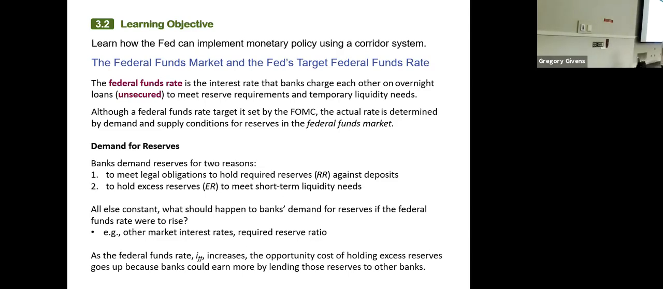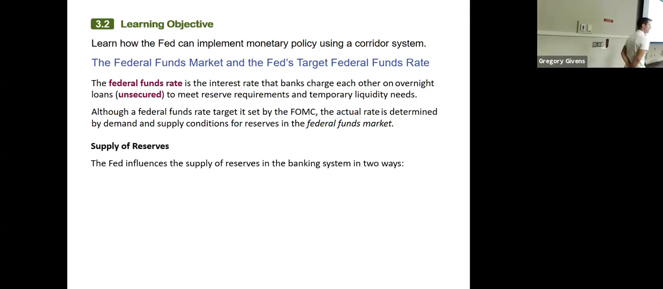In principles, when we talk about why the demand curve slopes down, we use this phrase, all else constant, right? Ceteris paribus, that's the Latin phrase for it. Well, there's lots of other things that could happen in the financial system that could cause the demand for bank reserves to shift around, right? Other market interest rates, the required reserve ratio, et cetera. If we hold all of those other factors fixed, then what we should see is that as the federal funds rate goes up, the demand for bank reserves falls. As the funds rate declines, the demand should increase. There's a downward sloping demand curve.